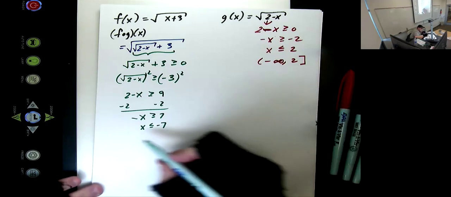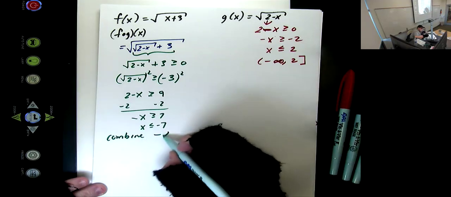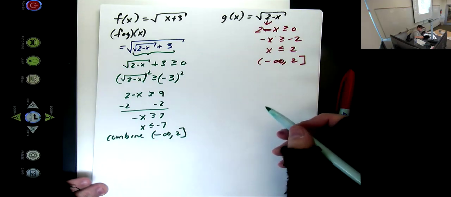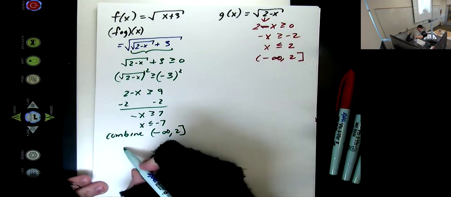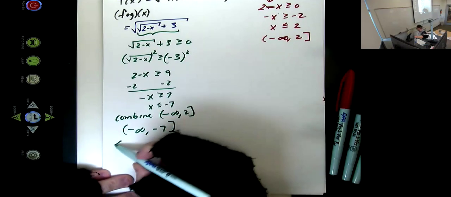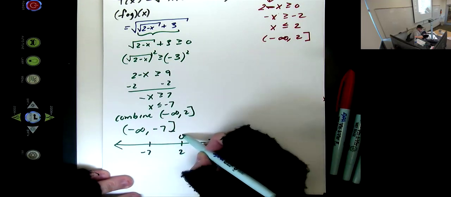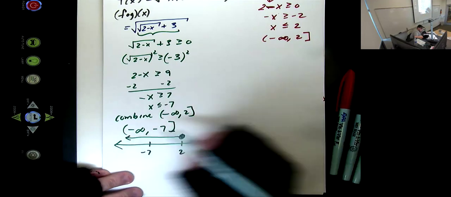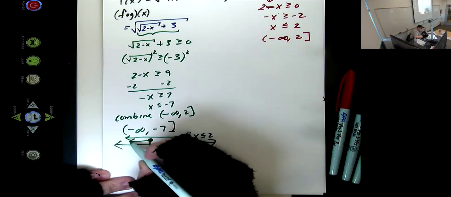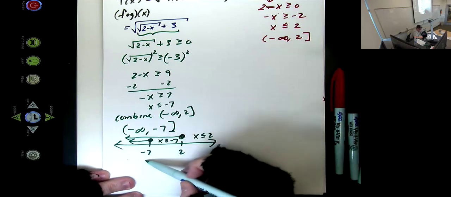And when I combine with negative infinity to 2, the only overlap is just negative infinity to negative 7. If you look at a number line, this is x is less than or equal to 2, and this is x is less than or equal to negative 7. So the only overlap is right here.